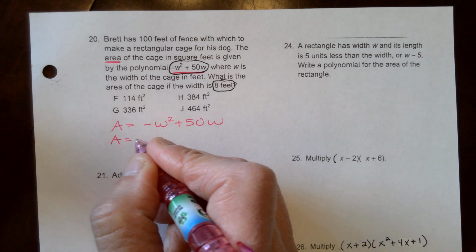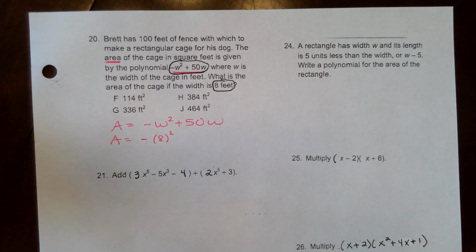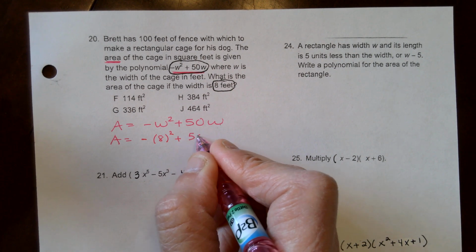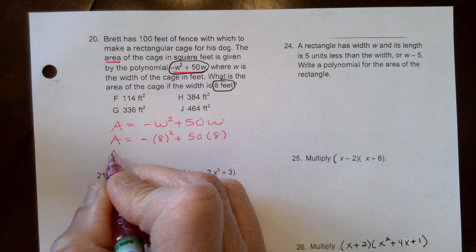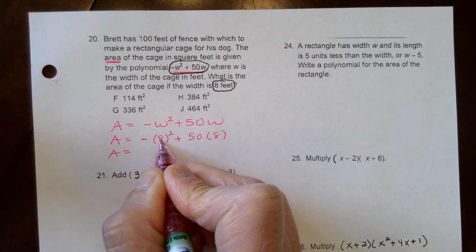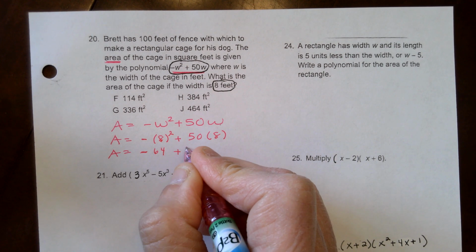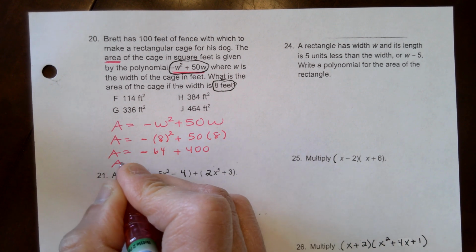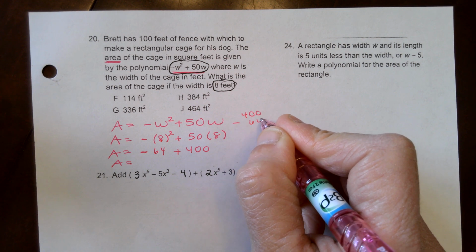So again, don't forget, when you substitute something in, just throw parentheses around it. It does keep it easier. Because now this is going to be squared, and the negative will stay. And then 400, and the area then is, what is that? What's 400 minus 64?